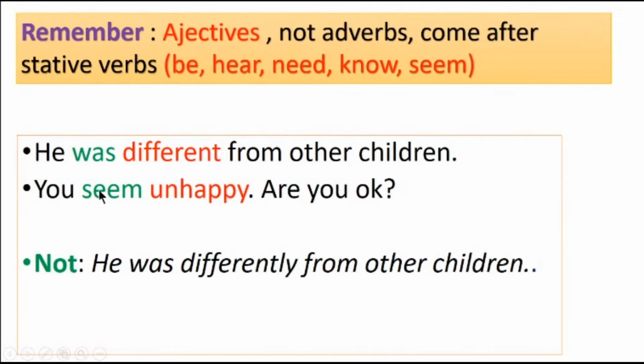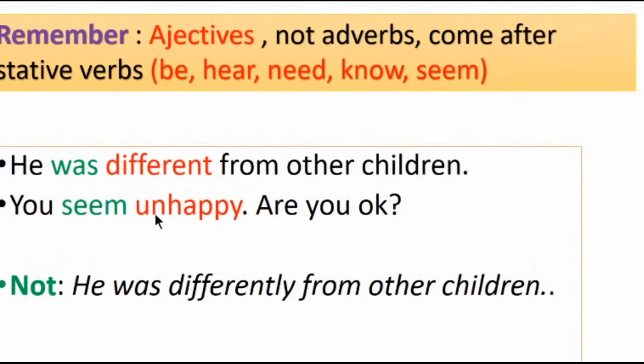For example, you seem unhappy. Are you okay? Seem is a stative verb, unhappy is an adjective. For example, this is incorrect: he was differently from other children. Incorrect, because was is a stative verb, so it's different, not differently. With the stative verbs, adjectives.